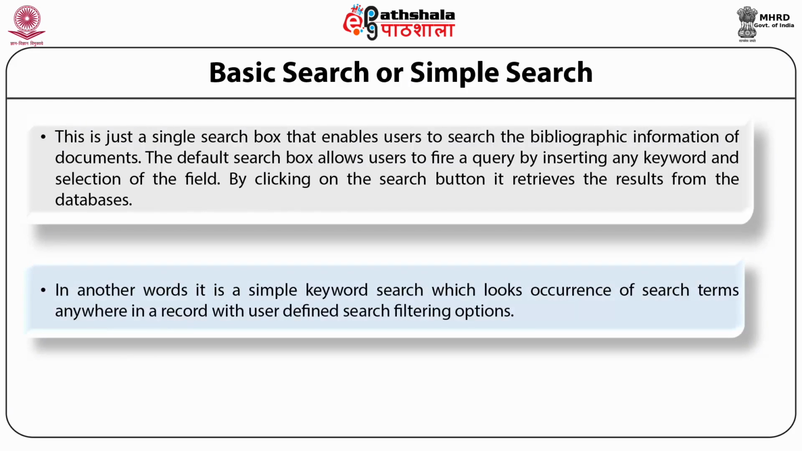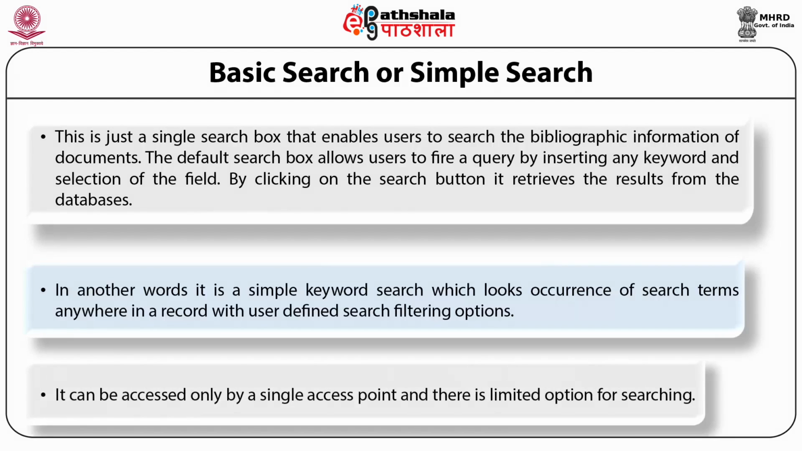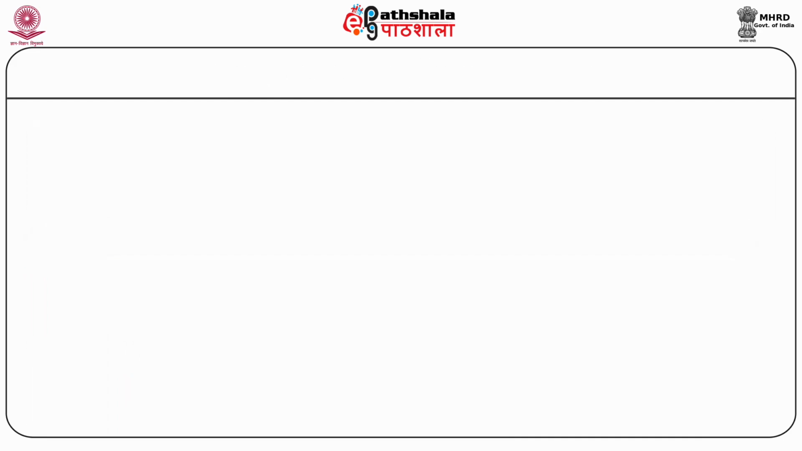In other words, we can also say it is a simple keyword search which looks for the occurrence of search terms anywhere in a record with user-defined search filtering options. It can be accessed only by a single access point, and there is limited option for searching.